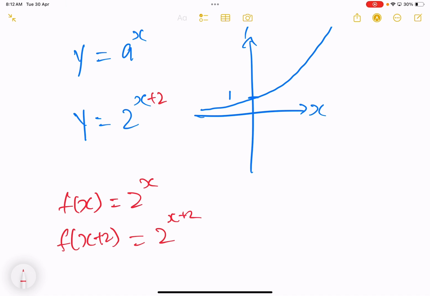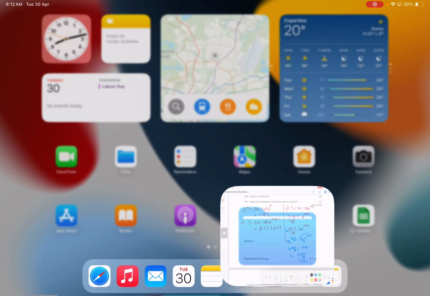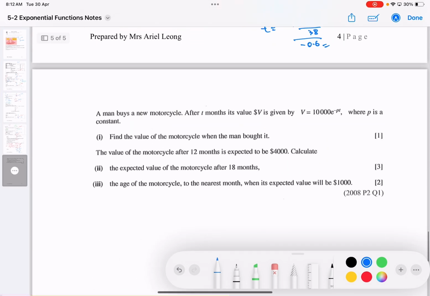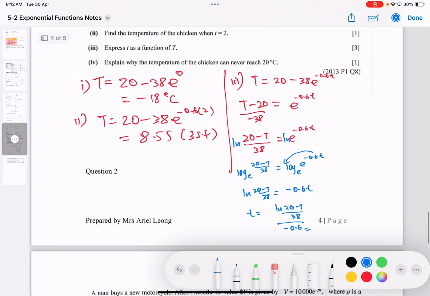So you must know, does it affect the input or does it affect the output? If it affects the output, it is a shift on the vertical axis. If it's a change on the input, then it's left and right, on the horizontal axis. Okay, let us go back to our question over here. Don't worry, we'll revise that later.